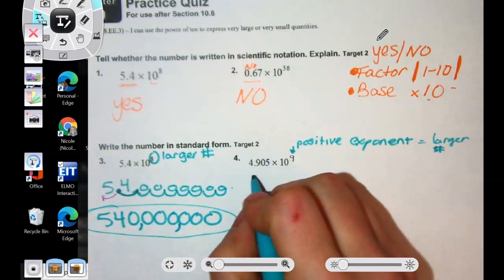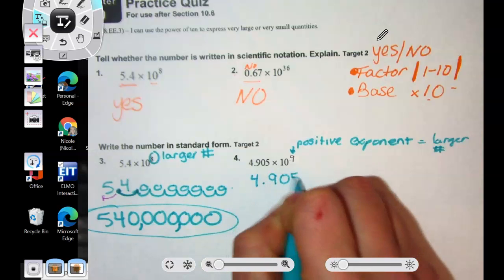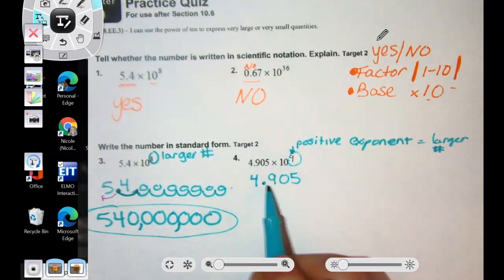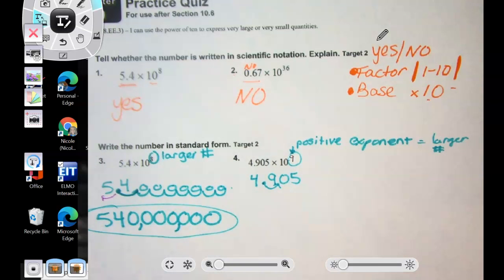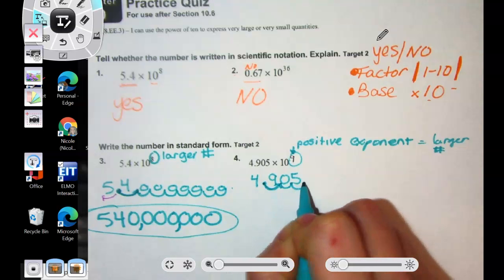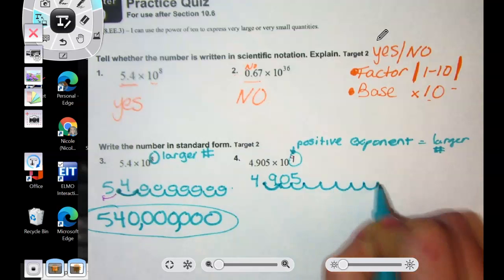So if I rewrite my number down here, I'll start with the 4.905, and I like to write it just a little bit bigger. And then I know, since it's positive, I need to go this way to make it a bigger number. I want to go from 4 to eventually in the thousands. We need to go that way to make it a bigger number. So I'm going to go 9 times. 1, 2, 3, 4, 5, 6, 7, 8, 9.